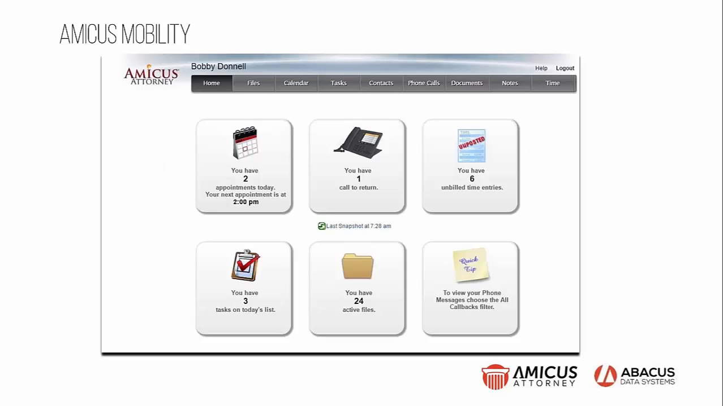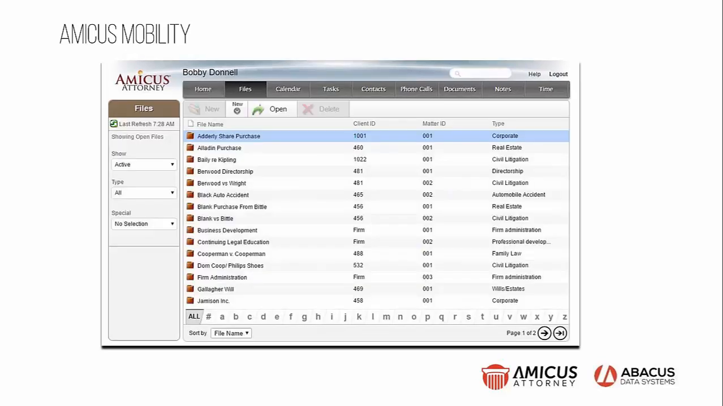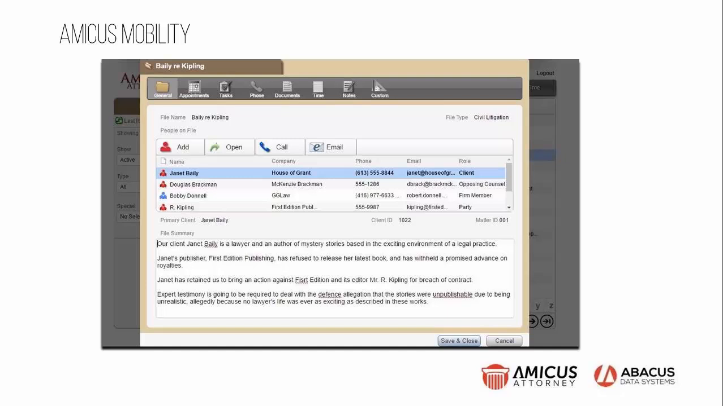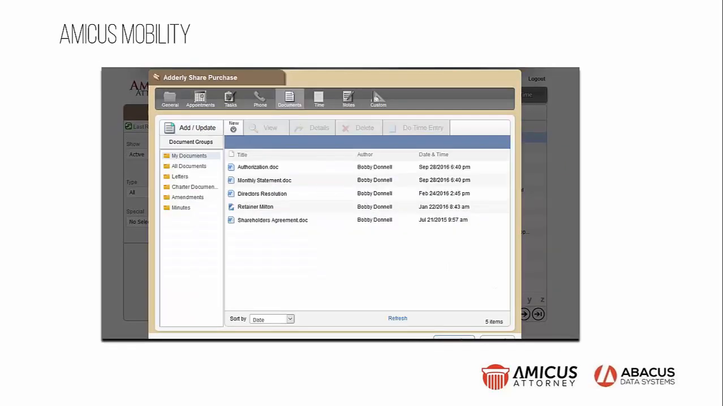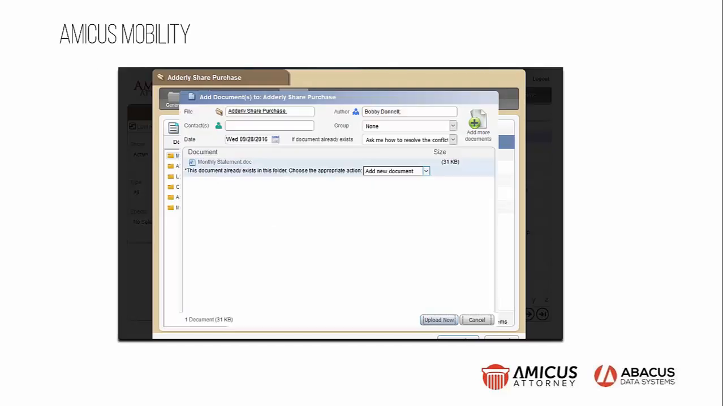And this is Amicus Anywhere. This is Amicus Attorney in a browser, and it has a very similar home screen to the desktop application that we just saw. Here's the file index, all of your files available anytime, anywhere. Open a file, view the people on the file, the notes, the custom pages, the appointments, the time, and view all of the documents on that file. And just like Amicus on the desktop, you have access to all of the documents on a file, just one touch to view any of these documents.